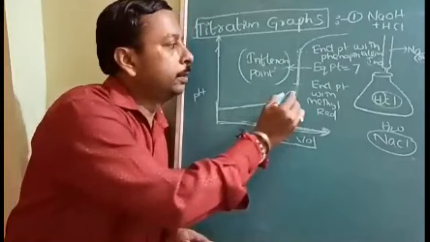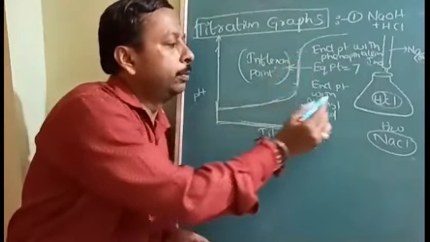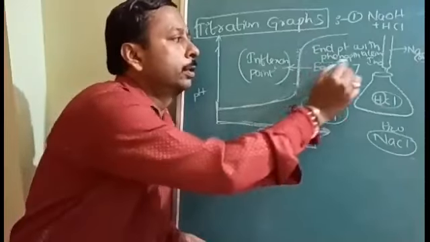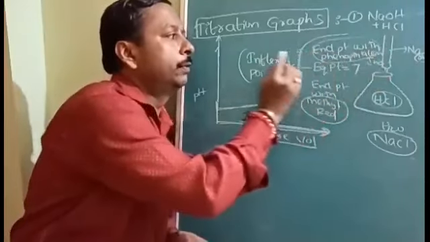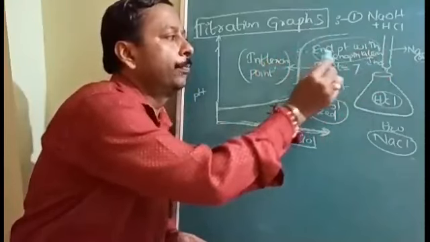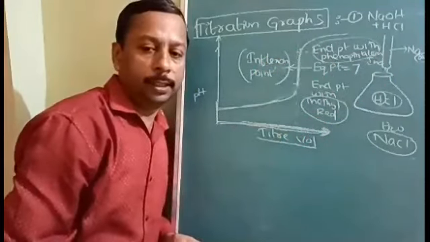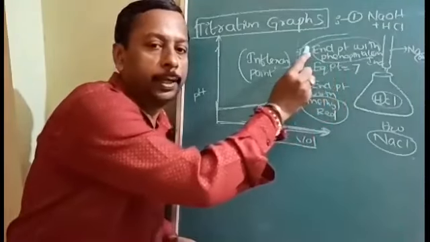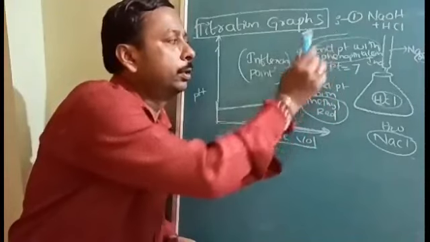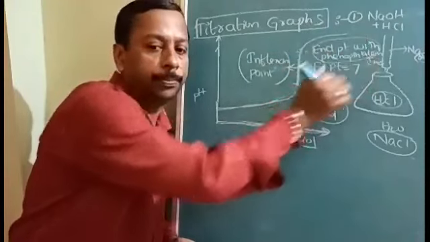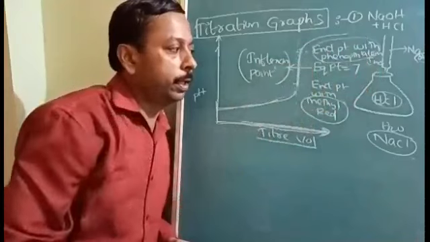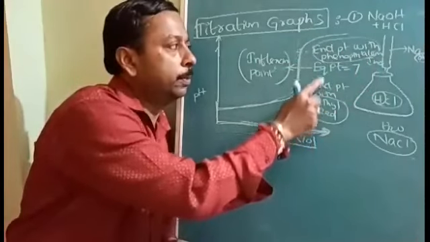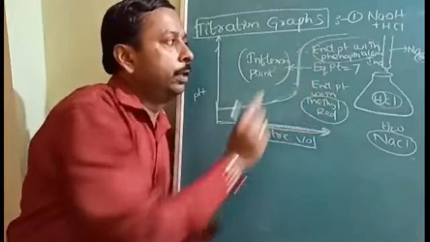Here the entire range is applicable. Therefore, we can use more indicators. If we use phenolphthalein, the end point will be this. Already I have given you the range of the indicators. If I use the phenolphthalein indicator, the end point will be from here to here. This range is covered by phenolphthalein. The earlier range is covered by methyl red. So if you use methyl red, you will get the end point at this place. If you use phenolphthalein, you will get the end point at this place.